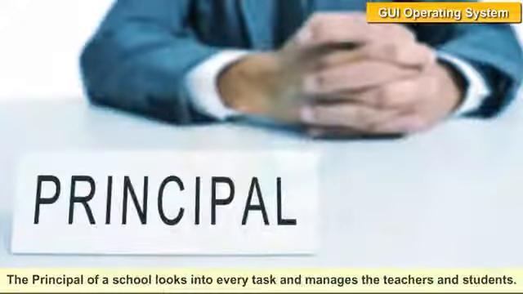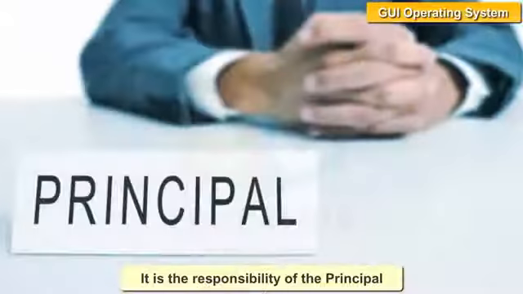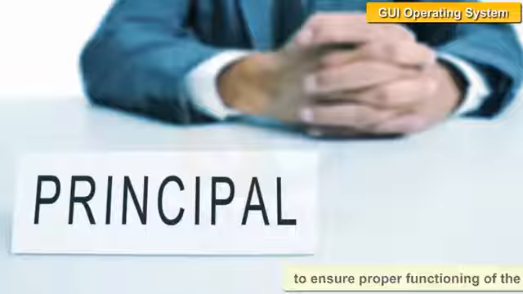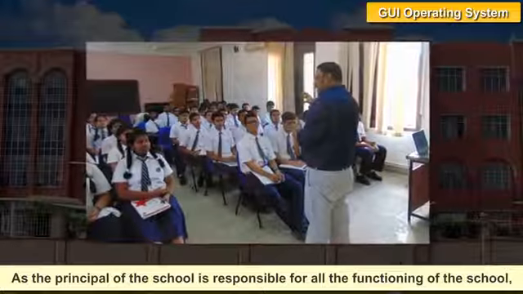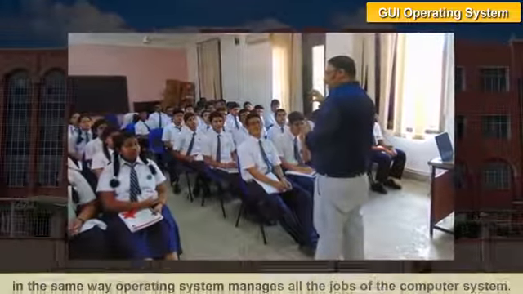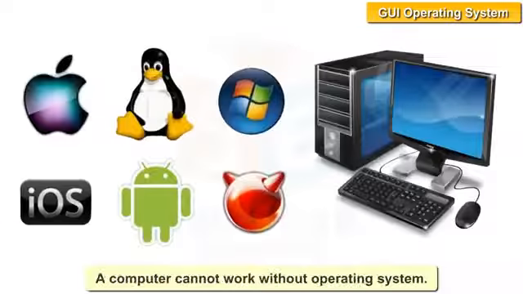GUI operating system. The principal of a school looks into every task and manages the teachers and students. It is the responsibility of the principal to ensure proper functioning of the school system. As the principal of the school is responsible for all the functioning of the school, in the same way, operating system manages all the jobs of the computer system. A computer cannot work without operating system.